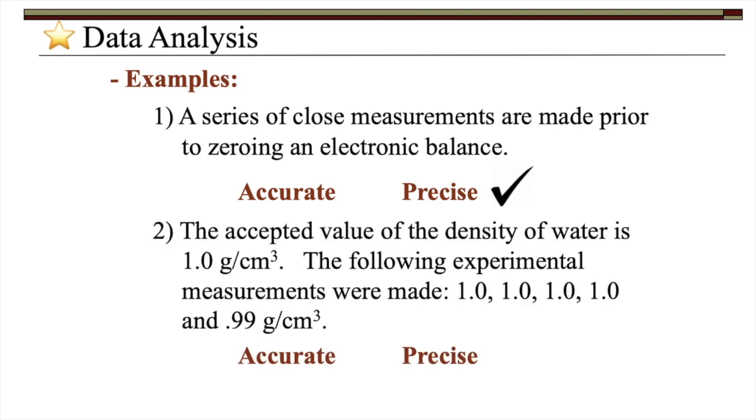Our second example says the accepted value for the density of water is 1.0 grams per cubic centimeter. The following experimental measurements were made: 1.0, 1.0, 1.0, 1.0, and 0.99 grams per cubic centimeter. This is an example of being accurate and precise. Almost every single time they hit the accepted value dead on, and all of their measurements were very, very close together, if not exactly the same.